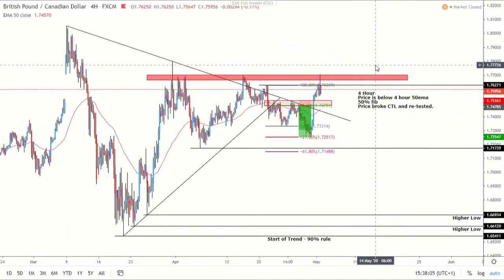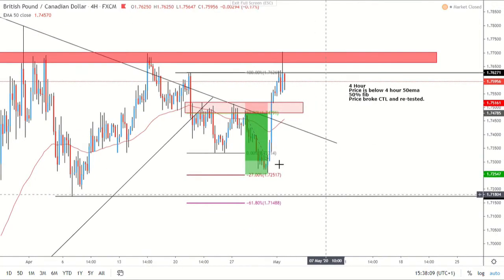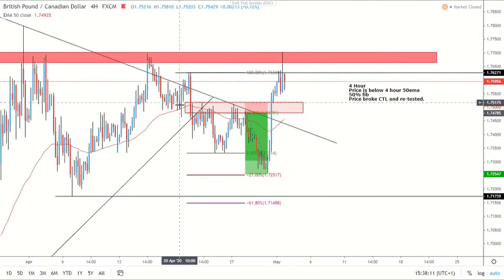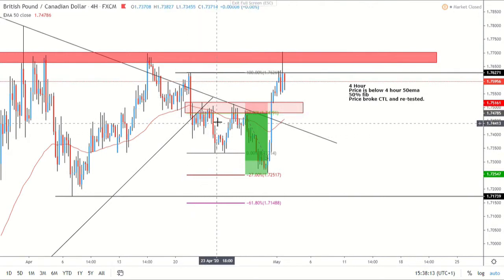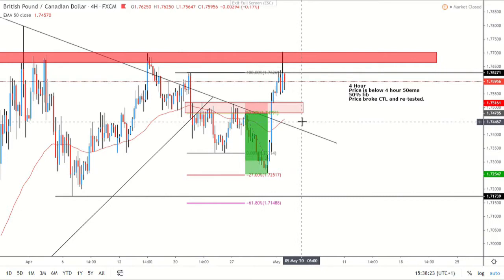Another one was GBP CAD. So this one I got knocked out at break even after taking some profit. But you can see here, we had this break, retracement to the 50% area of liquidity, had this spinning top, entered off of this, and then had a 37.6 pip stop loss, and the target was at the minus 27%.